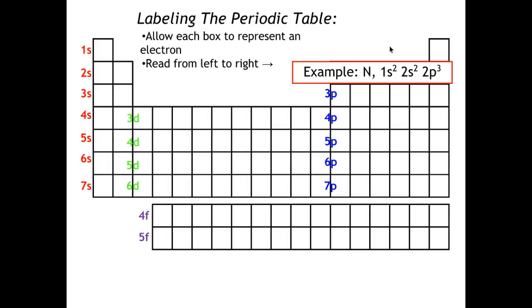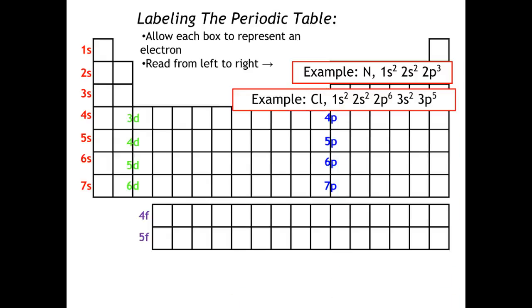That would be nitrogen. Chlorine. Go ahead and pause the video and see if you can write chlorine's electron configuration. Did you come up with 1s2, 2s2, 2p6, 3s2, 3p5? And remember, you can always add the electrons together. 2 plus 2 is 4, plus 6 is 10, plus 2 is 12, plus 5 is 17.